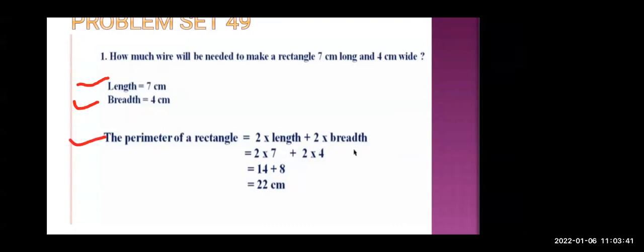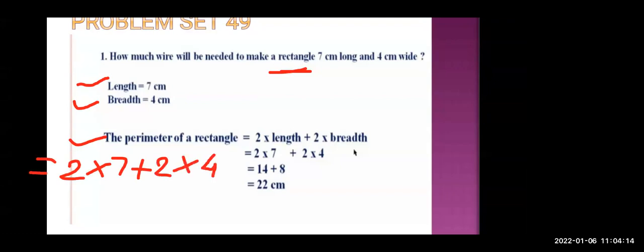Then we'll write the formula because they asked for the rectangle. So we are going to use the formula of perimeter of a rectangle, which is 2 into length plus 2 into breadth. What is the formula for perimeter of a rectangle? That is 2 into length plus 2 into breadth. Now see here, 2 into length कितना है 7 plus 2 into breadth कितना है 4. Clear how you are going to write it down? 2 into length means 2 into 7 plus 2 into breadth means 2 into 4.